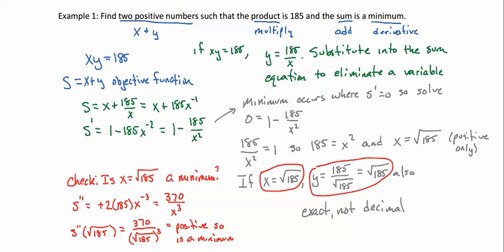When I put in the square root of 185, I know that the square root of 185 to the third power, whatever number that happens to be, is positive. 370 over a positive number is positive. If my second derivative is positive, my graph is concave up. If my graph is concave up, then I know that I must have a minimum. This gives us the minimum answer we need.